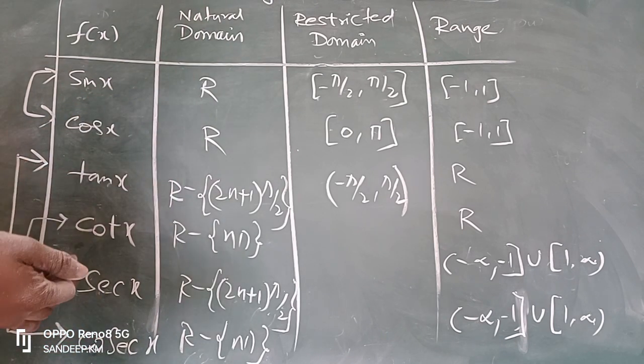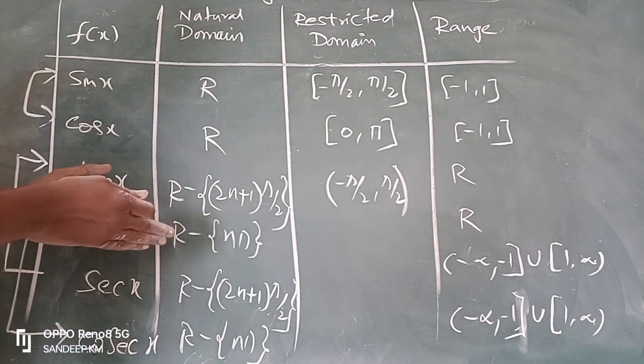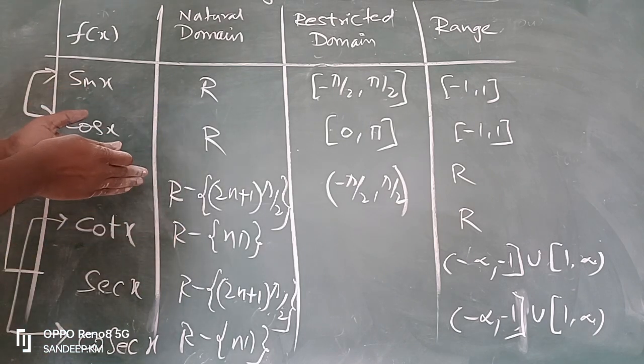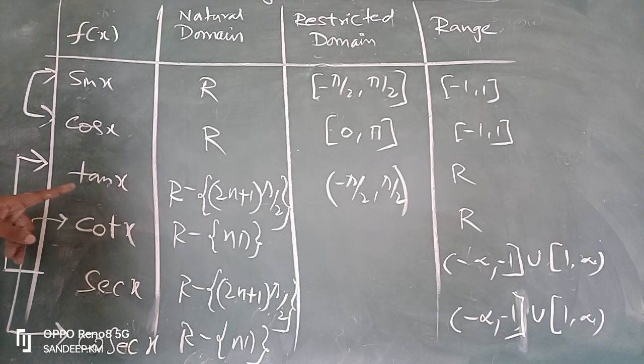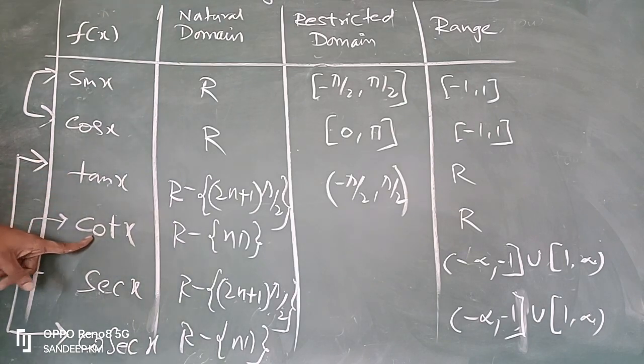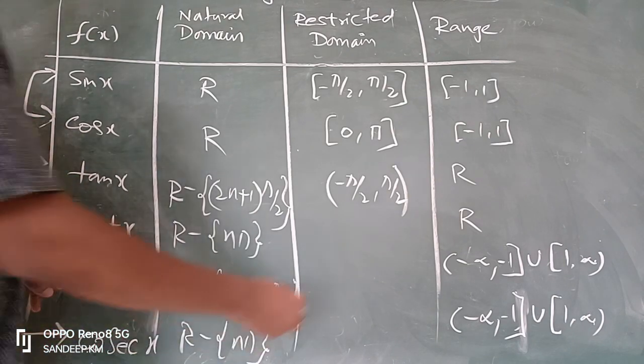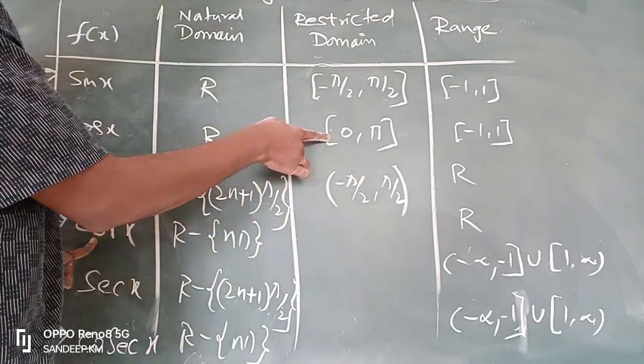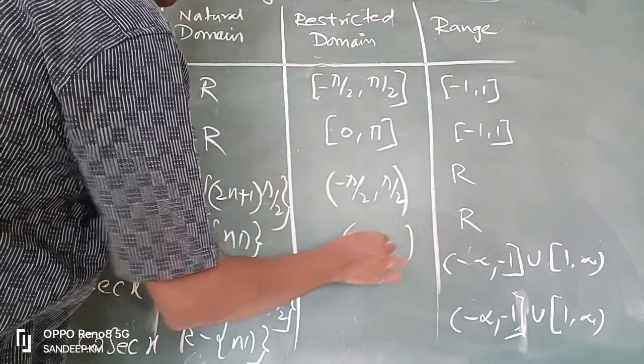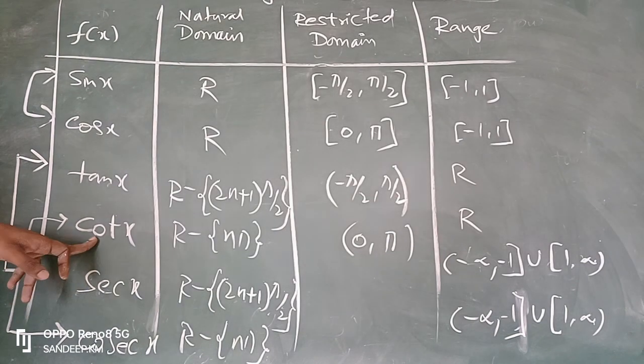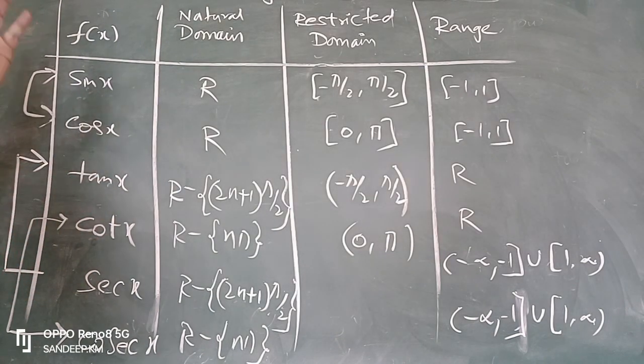And I told you to find out the restricted domains for the remaining three. If you use their graphs and follow the steps that I have detailed, the restricted domain of cot x looks like cos x. Here closed bracket 0 comma pi, and here open bracket 0 comma pi. Secant x and cosecant x are easy, because their restricted domains look like their reciprocals.